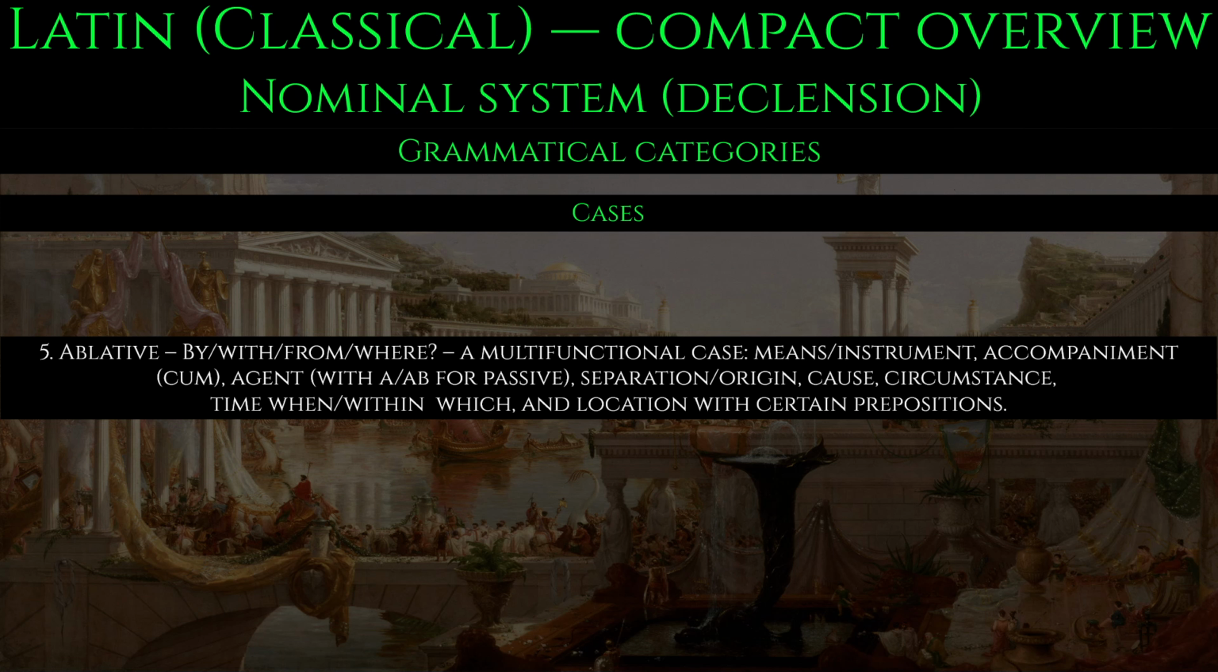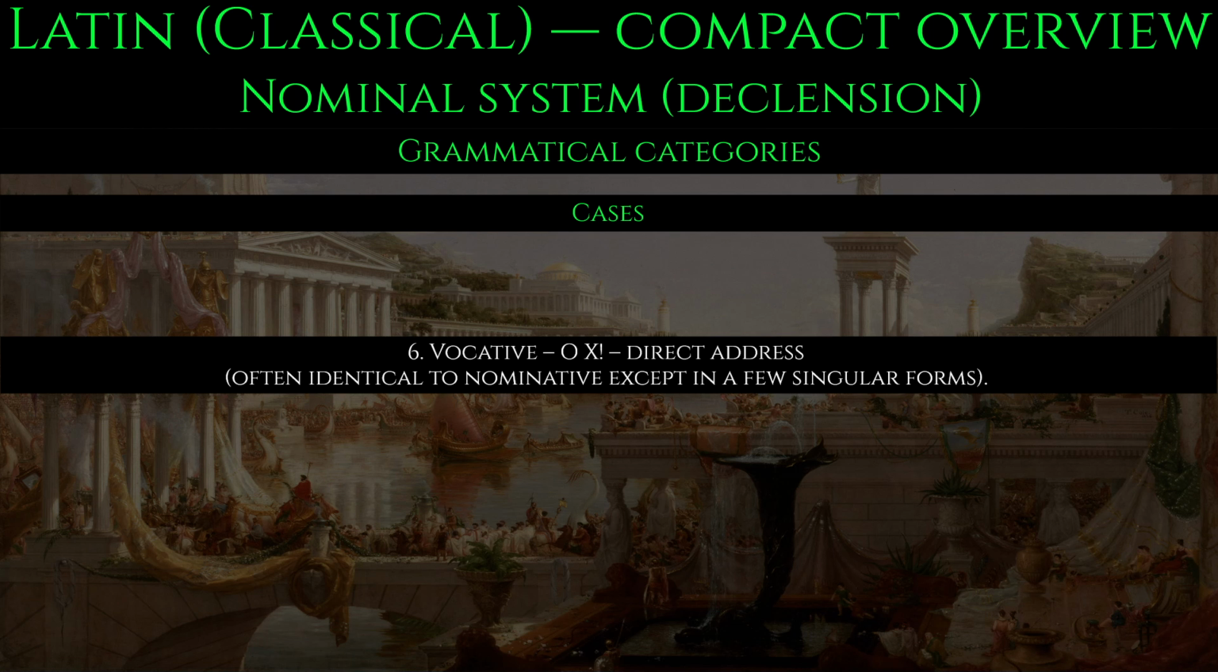Then we have the ablative. That has quite a lot of different use cases. By, with, from, where. A multifunctional case for means or instrument, often accompanied with cum. Agent with a or ab for the passive. Separation or origin, cause, circumstance, time, when or within which, and location with certain prepositions.